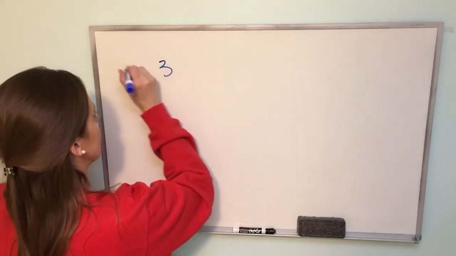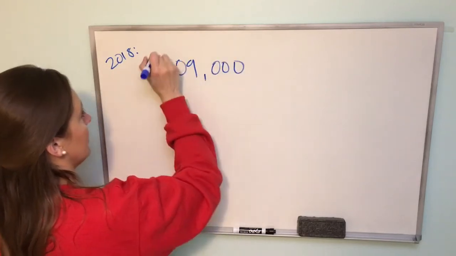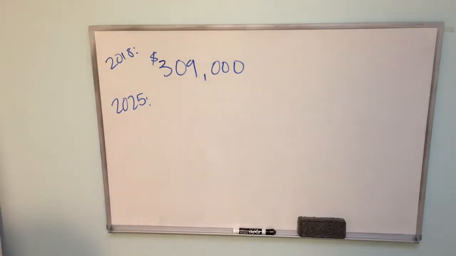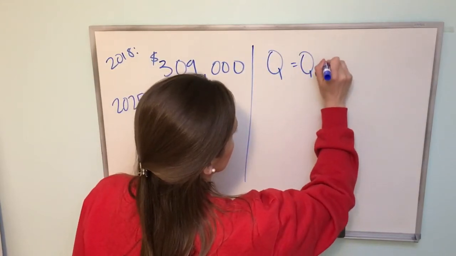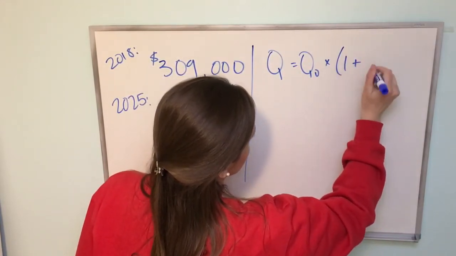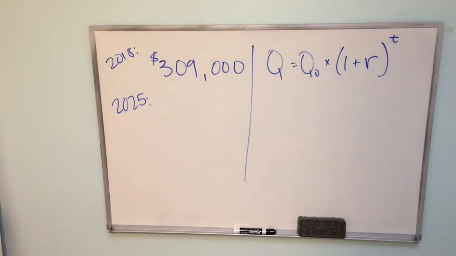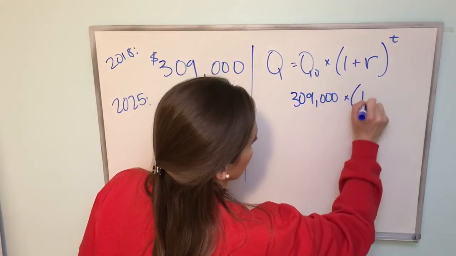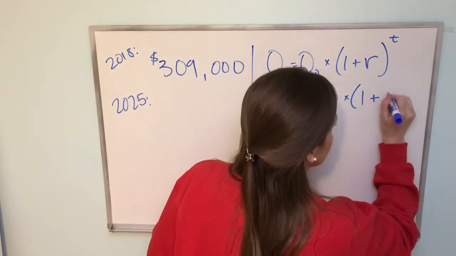So if the price in the year 2018 was $309,000, in 2025, how can I figure out what it will be using my equation? Q equals Q initial times 1 plus R to the T. Well, what's my Q initial? That's pretty easy to figure out. It's 309,000. What did the price start at? Okay. 1 plus, what's my R? What's the rate? It's 4%, right? And since they're rising, it's positive.